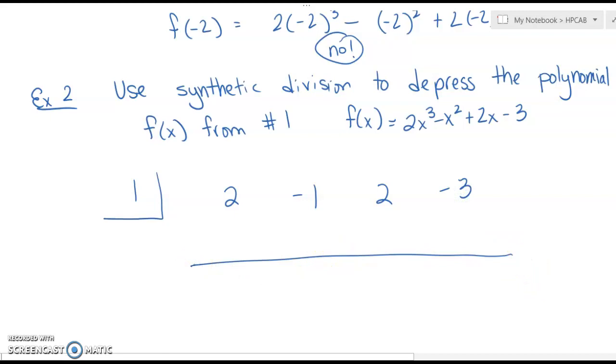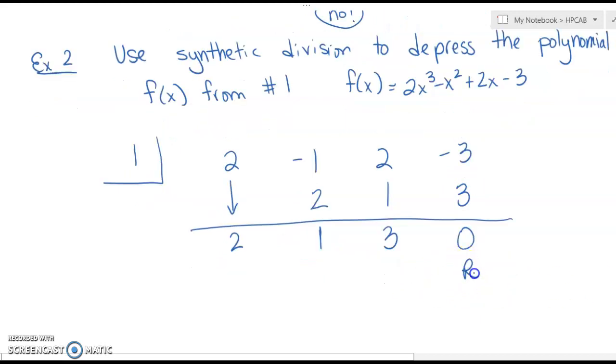All right, and then what's going to happen is you always bring down the first number, 2, and then you're going to multiply 2 times this number 1. 1 times 2 is 2. That number is going to go here. Then you're going to add these two numbers together. 2 plus -1, you're going to get 1. Then you multiply. 1 times 1, you get 1. Then you add. 2 plus 1, you get 3. Then you multiply. 3 times 1, you get 3. Then you add. You get 0. You should get 0 because that is your remainder.